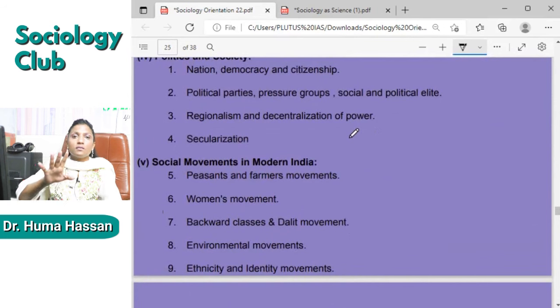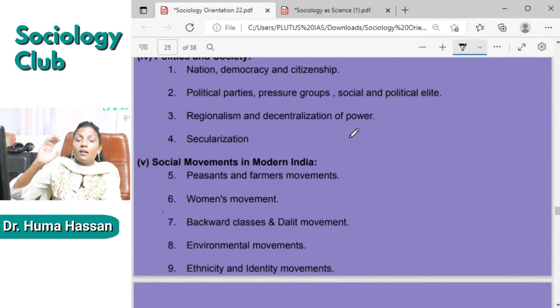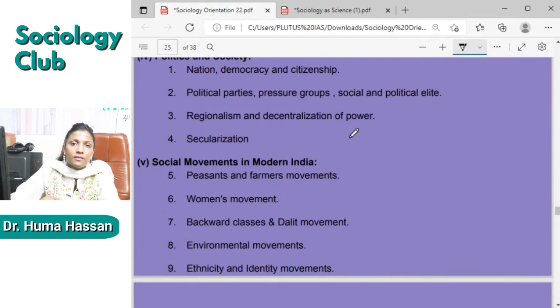If I take 70 classes, let's just say, to complete paper one, I take half of those classes, 35 to 40 classes, just to explain Indian society. And if you have covered Indian society, it's going to help you undoubtedly in social issues and Indian society in paper one, in ethics, and also in the essay.